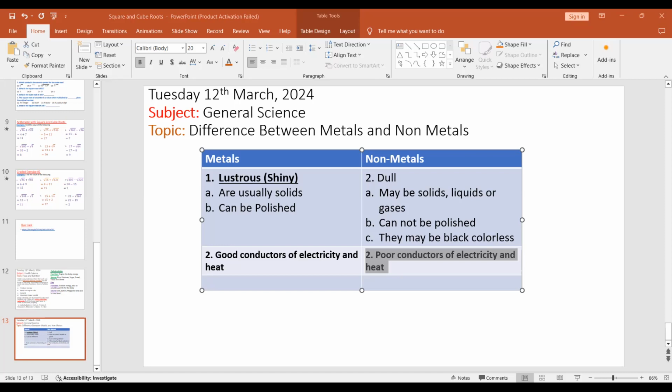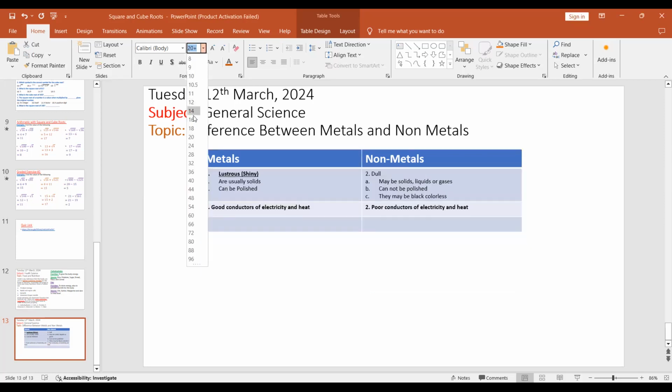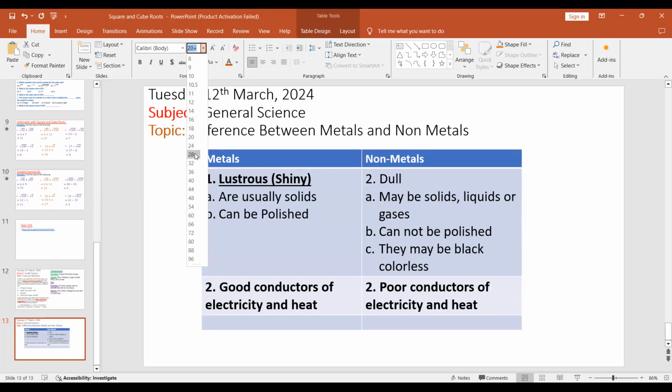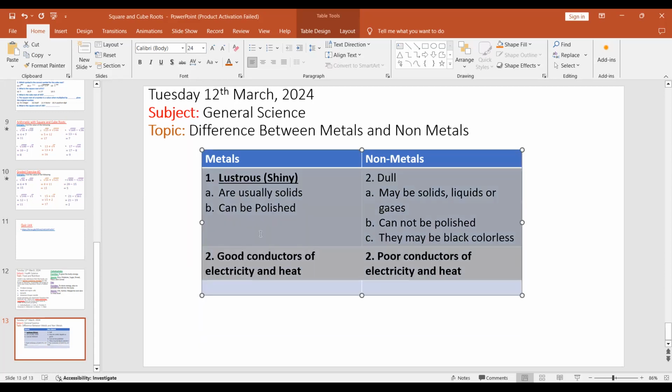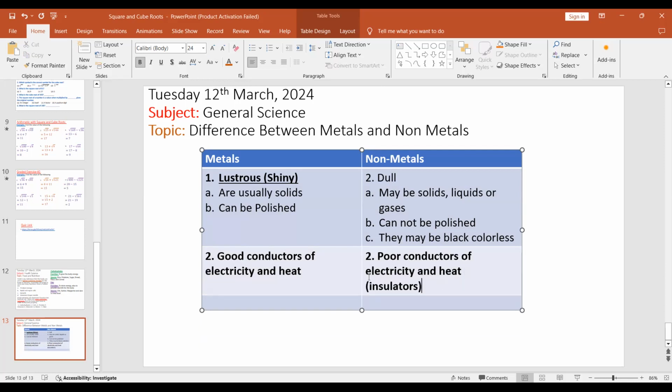There are exceptions, but we're just talking about, as a general rule, the properties of these things. As a general rule, how do they operate? So next rule. We call non-metals insulators, because they are not good conductors, right?